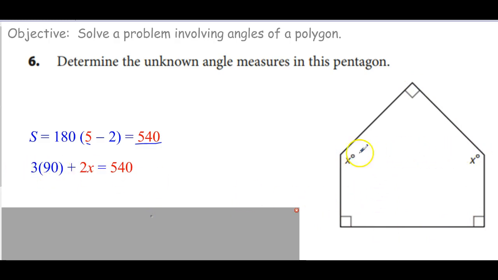There's 2 angles here that are congruent, so 270 plus 2 x's equals 540. Subtract 270 from both sides, so 2x will equal 270, and then x will equal 270 divided by 2. I'm pretty sure it's going to give you 135. But there's the setup. From there, you should be able to solve. Simple algebra problem at that point.